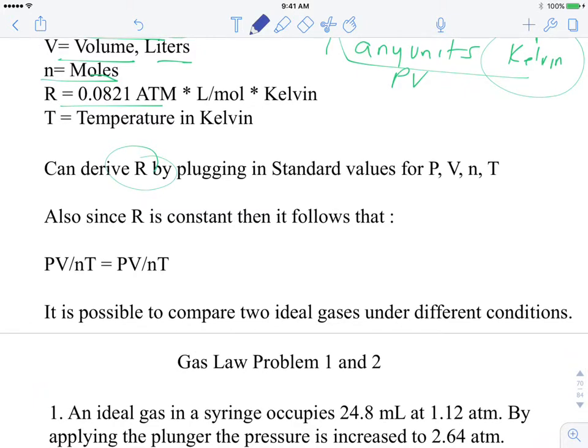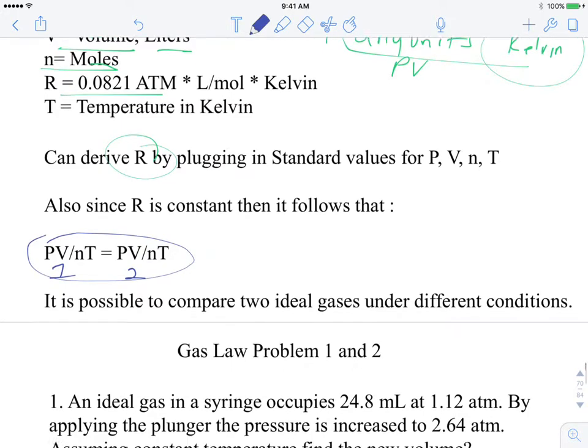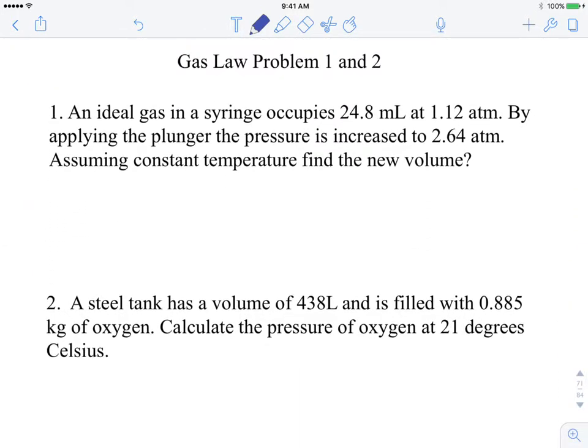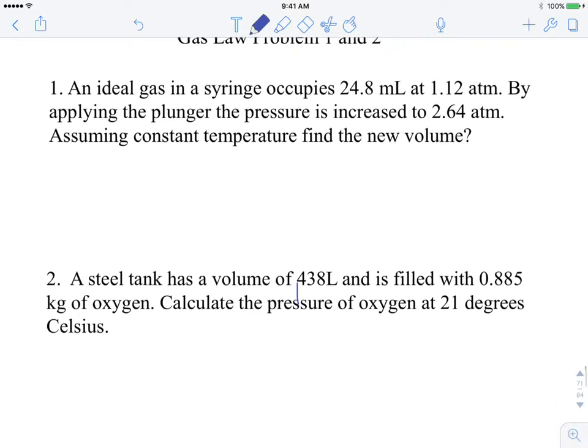So now again, I derived this for you, where you can have condition 1 here and condition 2 here. And so you can compare two different gas samples very easily. What I'd like you to do is practice these problems, go through and try them, see which equation to use. Let's see if you can do this. Tomorrow in class, we'll discuss how to do these problems.